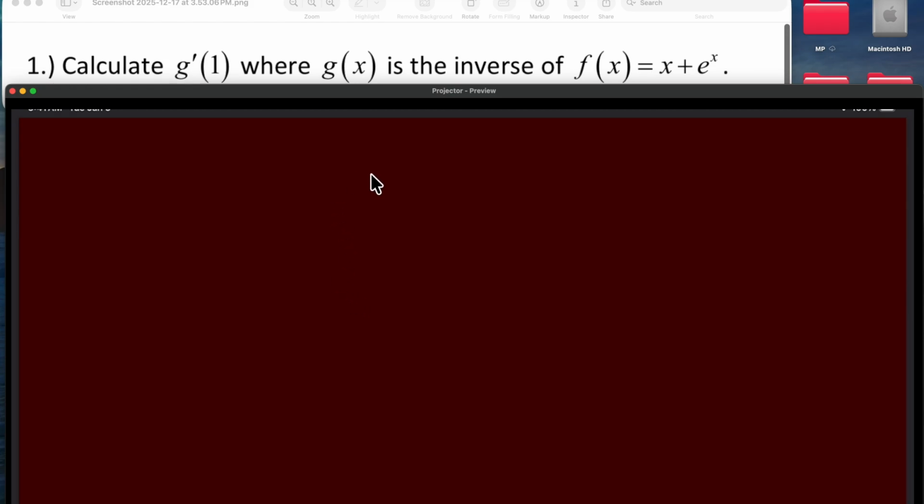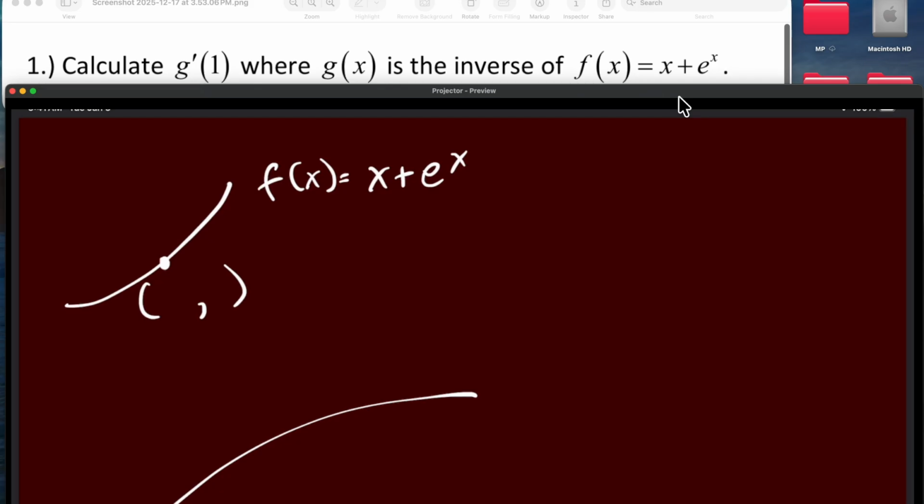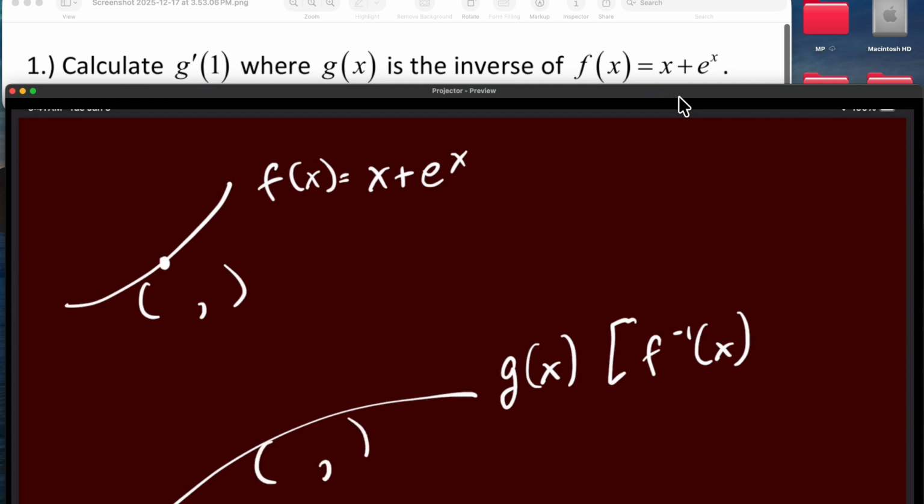Next, we are told that g and f are inverses, and they want us to calculate g prime of 1, and f is given here. So let's go ahead and put f over here. F of x equals x plus e to the x. And there's going to be a point here with an input and an output. And let's put g of x over here, that they are inverses. You can also write this as f inverse of x. And there's going to be two coordinates here. And these are sister points.